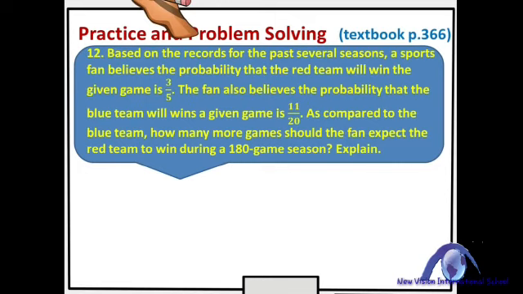Number 12. Based on the records for the past several seasons, a sports fan believes the probability that the red team will win a given game is 3/5. The fan also believes the probability that the blue team will win a given game is 11 out of 20. As compared to the blue team, how many more games should the fan expect the red team to win during a 180-game season? Explain.